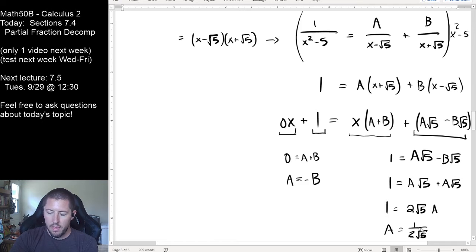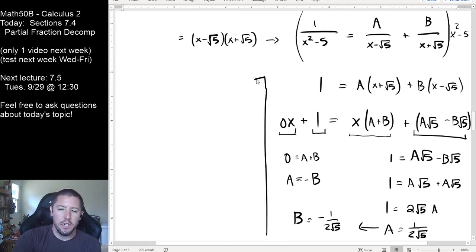And it looks like I've found that a is 1 over 2 root 5, and therefore it must be that b is negative 1 over 2 root 5, and we have decomposed our fraction. So it looks like now I've done a bulk of side work. What I now can do is go back and actually do the original integral here. Our original problem was 1 over x squared minus 5 dx.